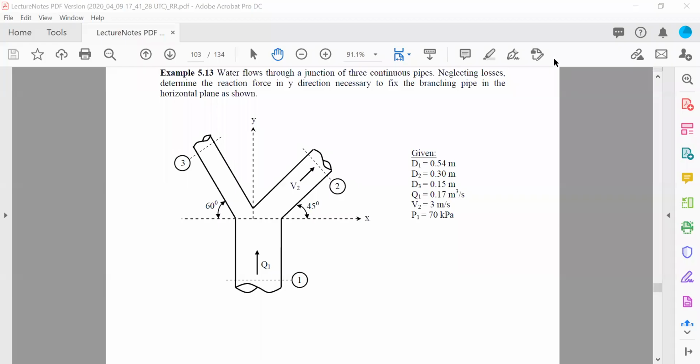Hello everyone, this is the last example of chapter 5. In this example, we have branching pipes. Pipe 1 is connected to two pipes, as you see, pipe 2 and pipe 3. Those are continuous pipes. Also, we can understand it from those ending shapes.